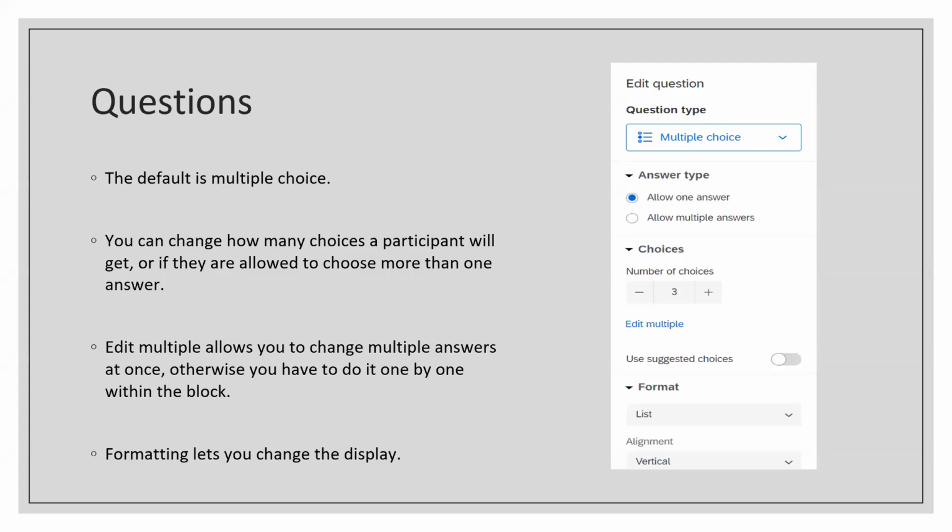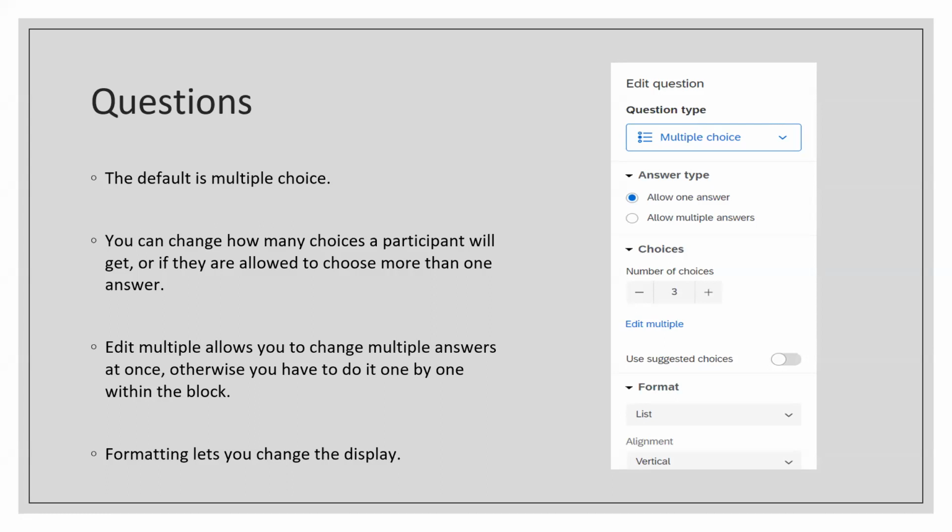The questions, the default is multiple choice, but if you click that little arrow right here, the little drop-down menu, there are multiple different question types you can put. We will go over those in a bit. You can choose whether you want one answer to be the right answer or allow people to choose multiple answers. And the number of choices chooses how many options they have, especially in a multiple choice, whether they have a yes, no, or multiple.